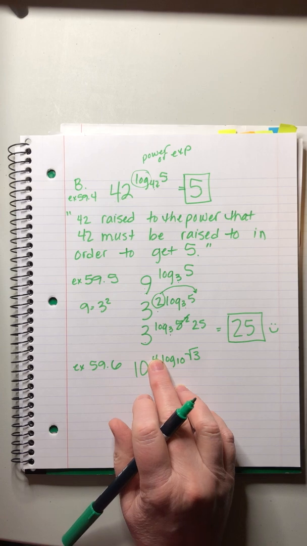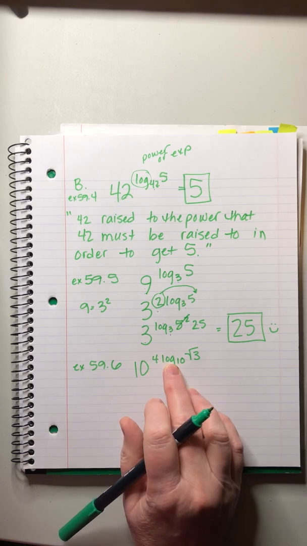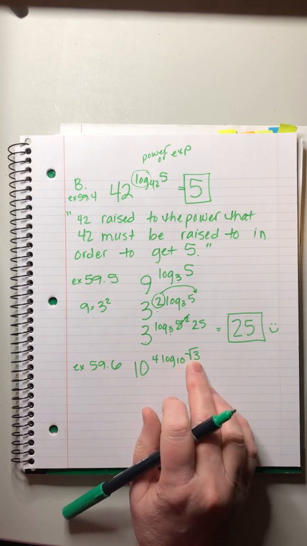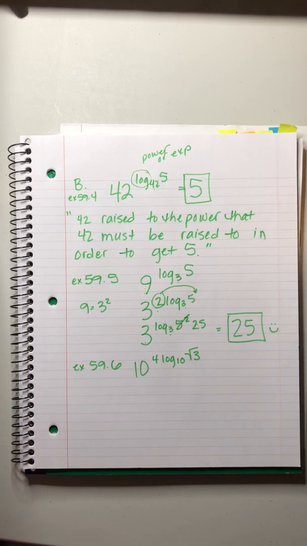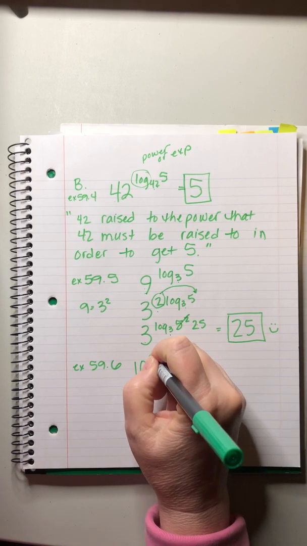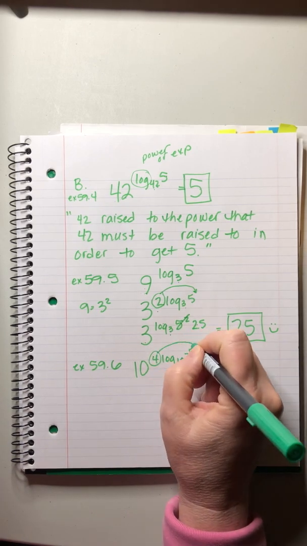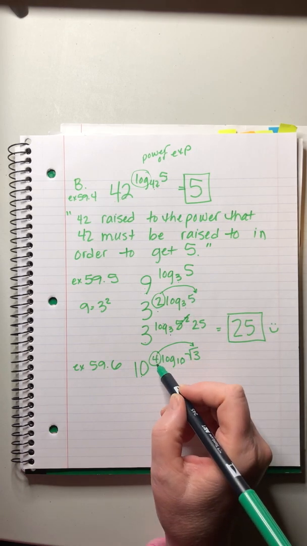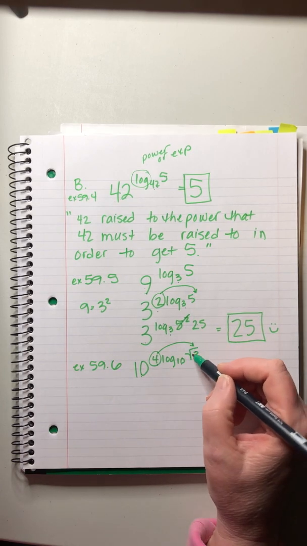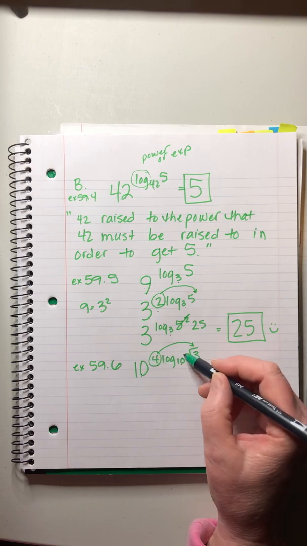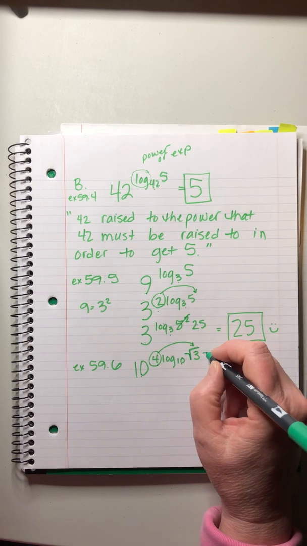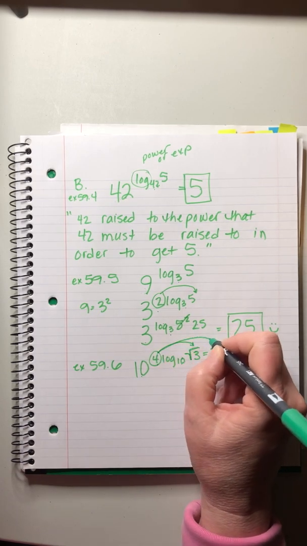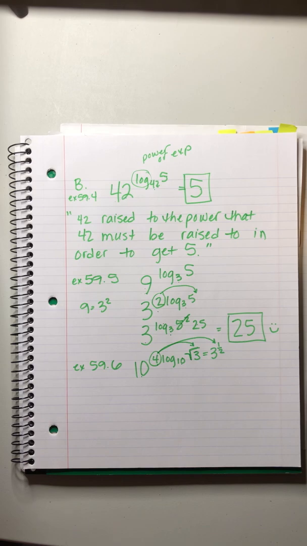10 to the 4th power raised to the power that 10 must be raised to get square root of 3. That's a mess. We know we have to take this and put it on this, right? That's what we did here. The bases will match. We just have to get rid of this number. But we can't change the exponent on a root that's in a radical. But if we rewrite it as 3 to the 1/2, then we can, right? That will work. So that's what we're going to do.